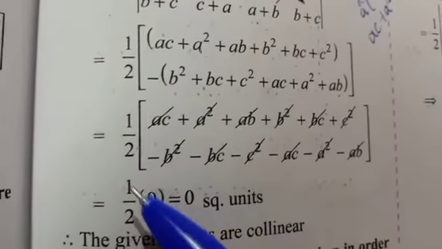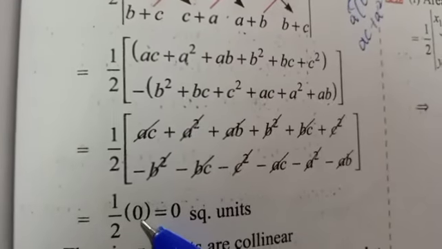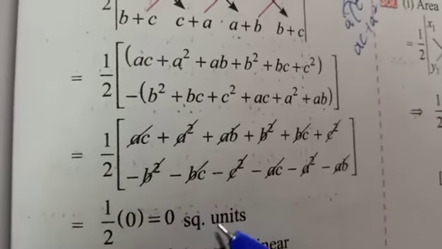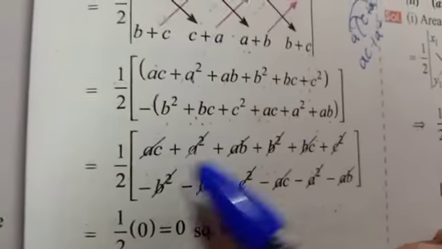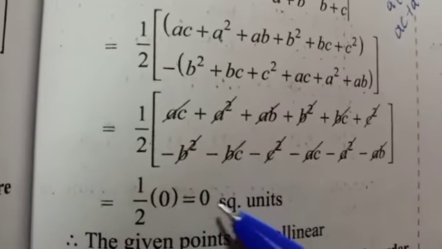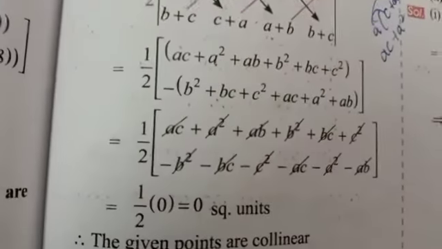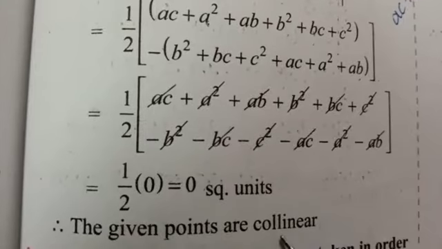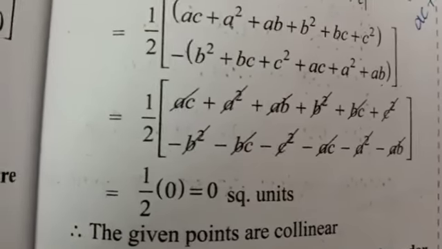that is 1 by 2 into 0, so that is equal to 0. 1 by 2 into 0, 0 square units. So all the terms are cancelled and it becomes 0. So the area of the triangle is equal to 0. So the given points are collinear. Okay, the given points are collinear.